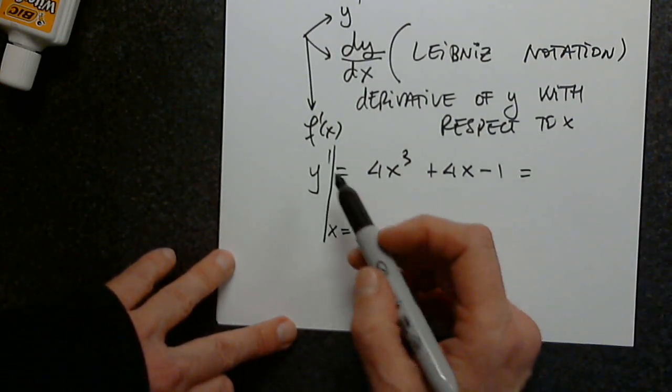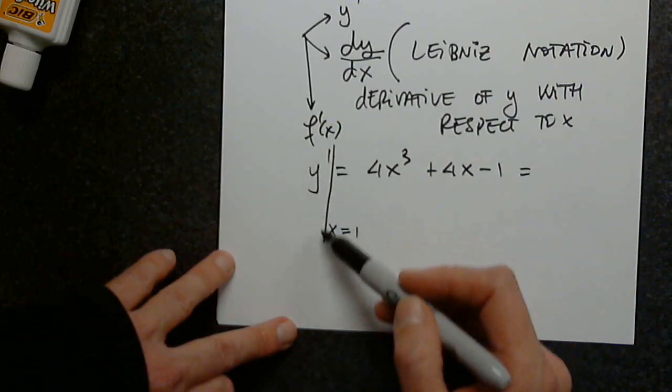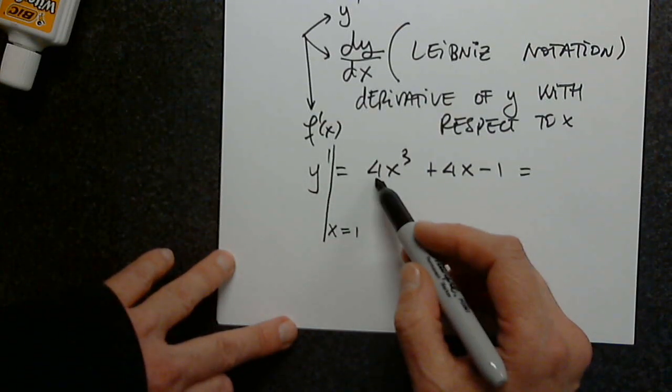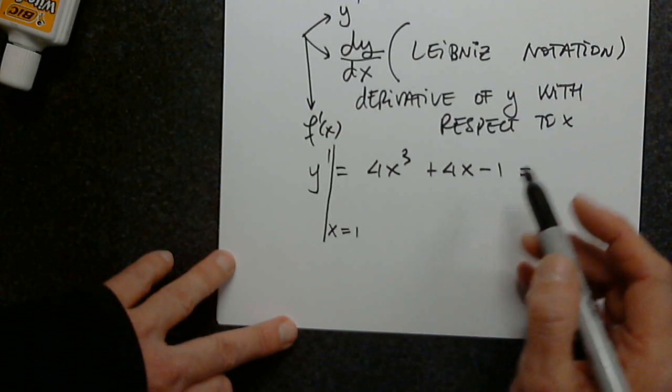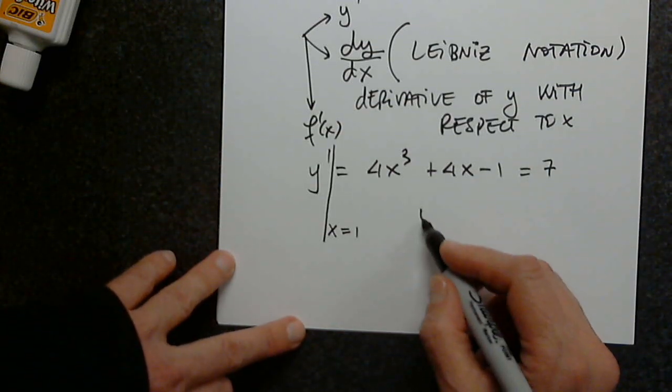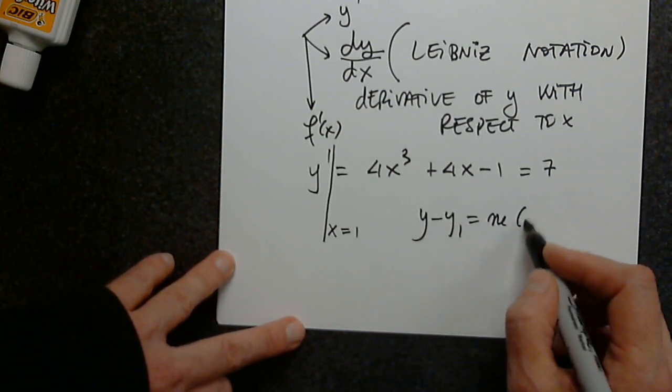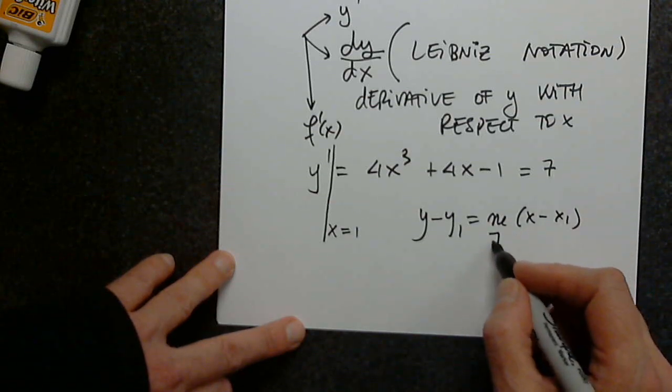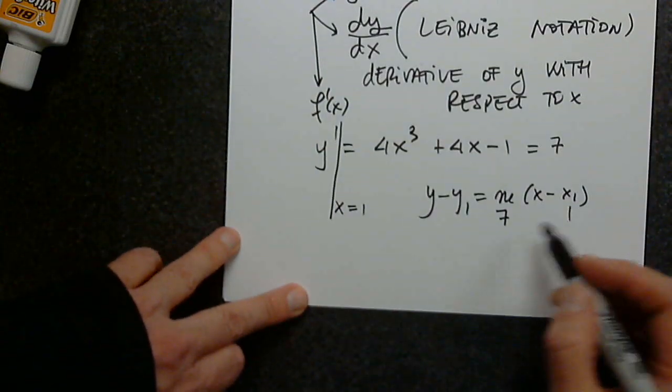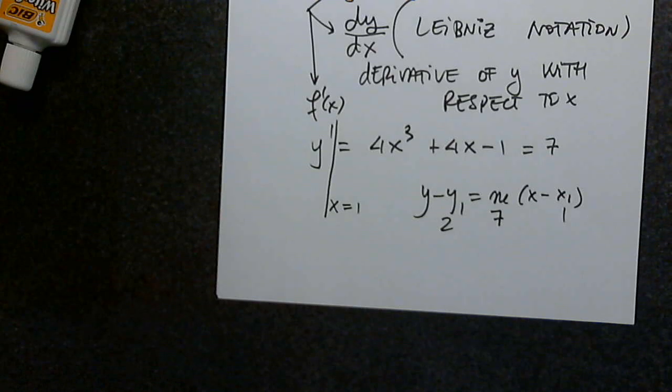So now I say y prime, the derivative, when x equals 1, I have 4 plus 4 is 8, 8 minus 1 is 7. So then y minus y1 equals the slope times x minus x1, where the slope is 7, and (1, 2). And that will give us, we didn't finish, but that will give us the equation of the tangent line to the graph of function f at (1, 2), where the slope turns out to be 7.